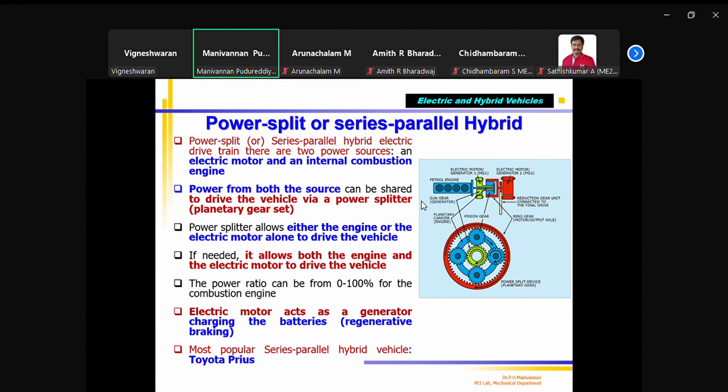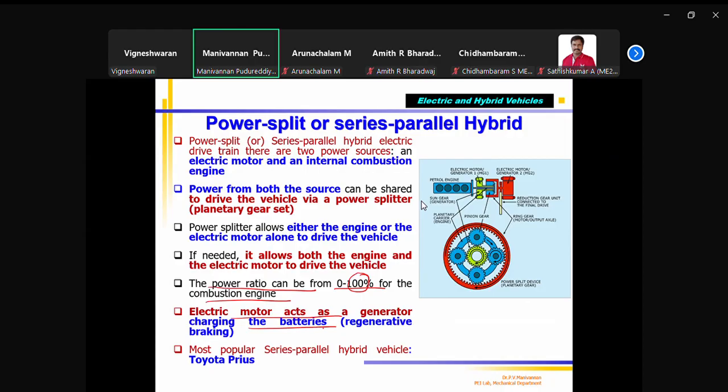IC engine 50, this also 50. That's correct. So the company decides the different combinations. Power ratio can be 0 to 100% for the combustion engine. Correct. Pure engine, or engine alone, driving the vehicle. In that case, the power from the engine will be 100%. The motor will be off. The electric motor can act as a generator also.